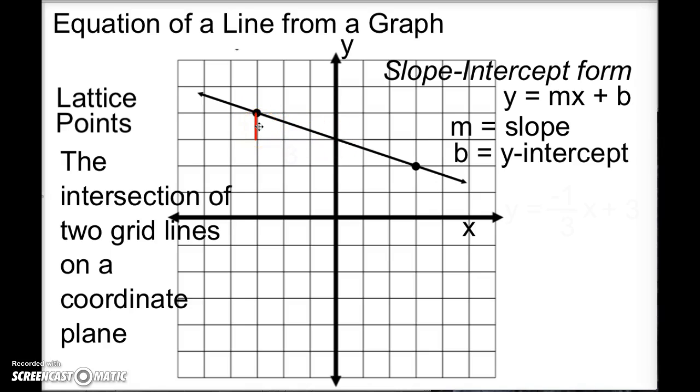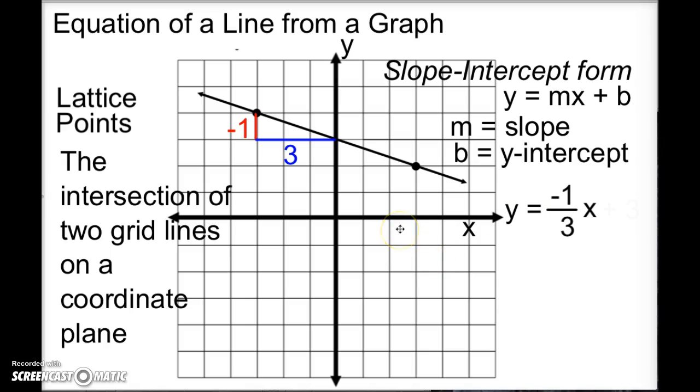I've already showed you where my rise is, and in this case I'm going down 1, so my rise is -1. My run is going to be 3, because I go right there and I go 1, 2, 3 to the right, or over 3. So my slope for this problem is going to be -1 over 3. So I can start my equation as y equals -1/3 x.